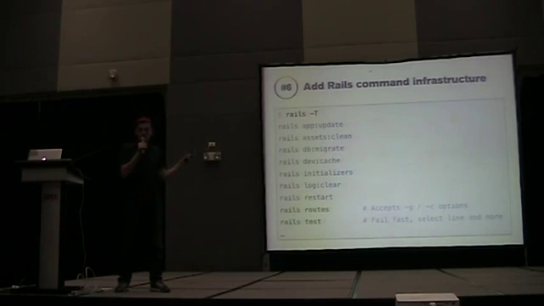For instance, Rails routes now accepts options, so you can just restrict the routes to certain regular expressions or certain controllers. And Rails test now behaves a little more like RSpec. It can do fail fast, so fail stop as soon as one test fails, or you can pass the line that you want to test. So that's been also improved a lot. So this is just Rails from now on.